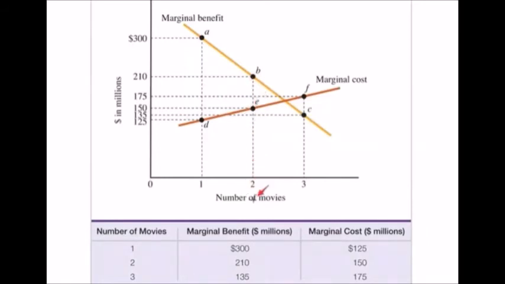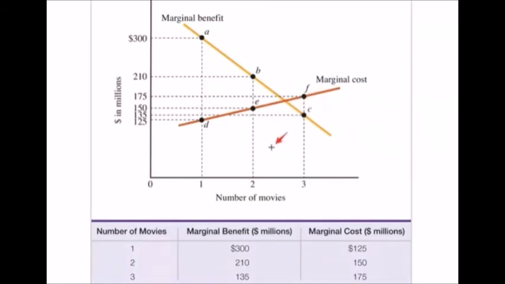And now you have to answer the question, now that I'm making 2 movies, should I make a third movie? Same analysis. Compare the marginal benefit to the marginal cost. We can see the marginal cost of this third version of this movie is $175 million. The marginal benefit of this third movie is $135 million. So it's going to cost you another $175 million, and it will earn you another $135 million. So if you already have made 2 movies and you're deciding whether to make the third one, you should see that the marginal cost is greater than the marginal benefit, and thus you should not do it.